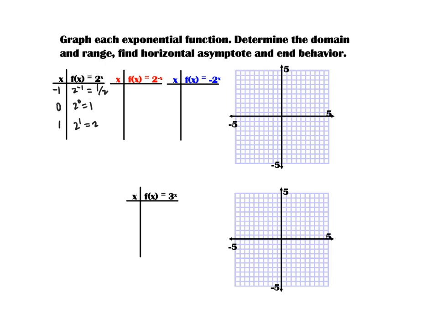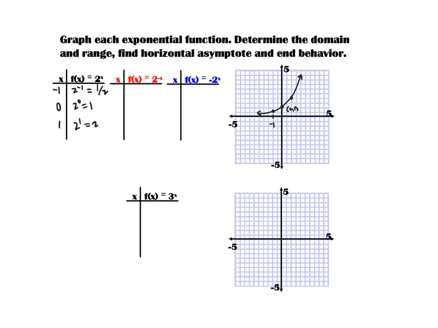Okay, so I'm going to plot those points, generally speaking. So -1, 1/2, which would be here. And 0, 1, which would be here, and 1, 2, which would be right there. Okay, so this is the graph of 2 to the x.